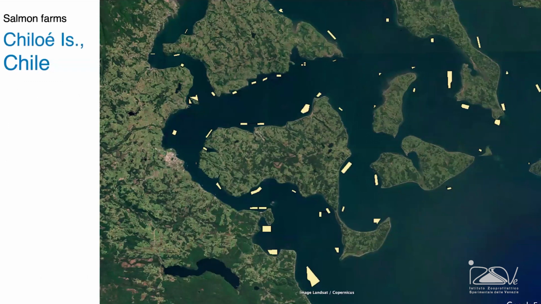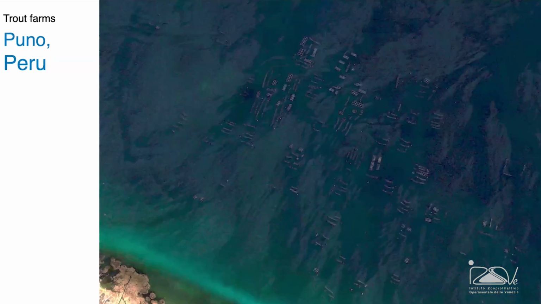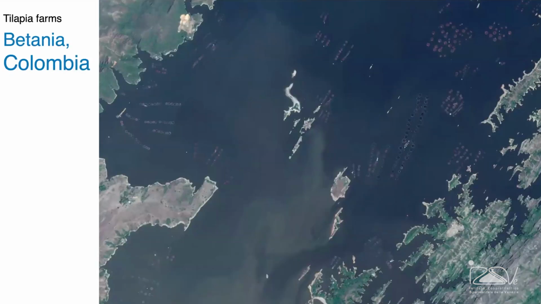I hope you can see this, but this is an example of the distribution, the density of the distribution of farms in Chiloé Island in Chile. This is another example of farms, trout farms in Puno, Peru. See how dense are those settings.